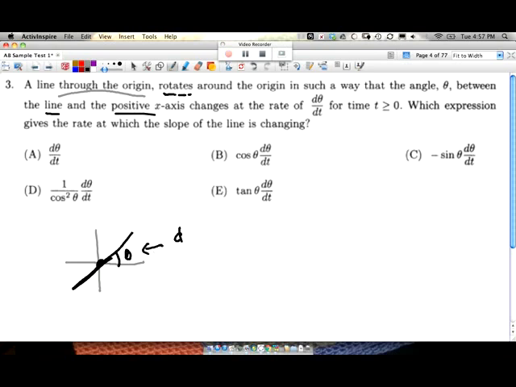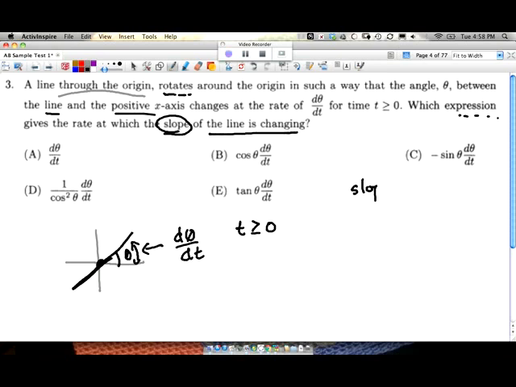So this theta, it changes. So d theta dt is something right here. And we know that t is greater than or equal to 0. So we're rotating this way. Or this way, actually. We could be going either way. It doesn't say we're increasing or decreasing. So which expression gives the rate at which the slope of the line is changing?